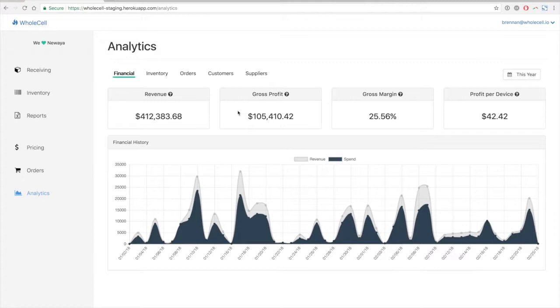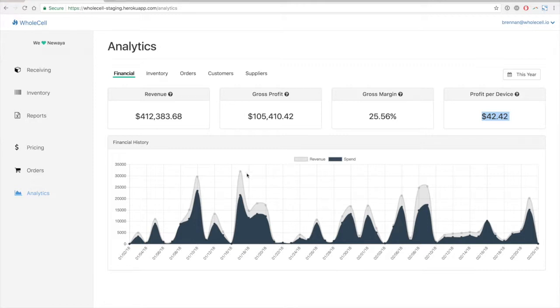So what we can see right from a glance is that in 2018 so far we've done a little over 400,000 in revenue. Of that 400,000, we've made 105,000 in gross profit, and we can hover over here to see what this means. So the gross profit is the total sales minus the device cost within a given period. So what we sold the devices for on our orders minus what we paid for the devices on our purchase orders. Our gross margin, that percentage, is 25.56, so we're looking pretty healthy for a wholesale business. And our profit per device on average is $42.42.